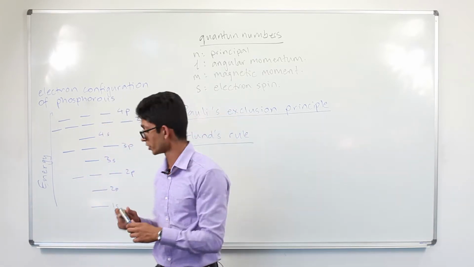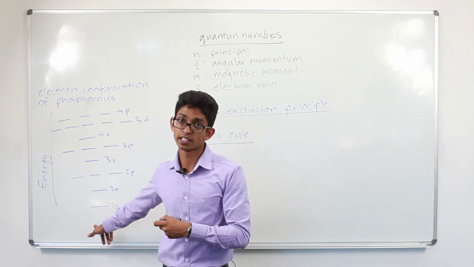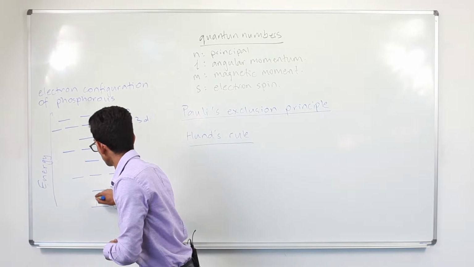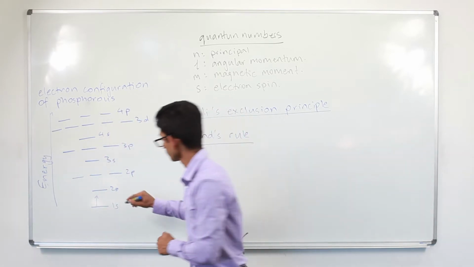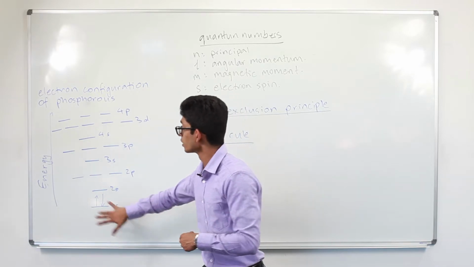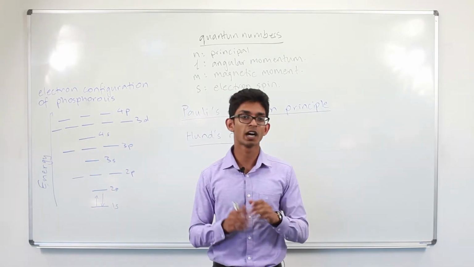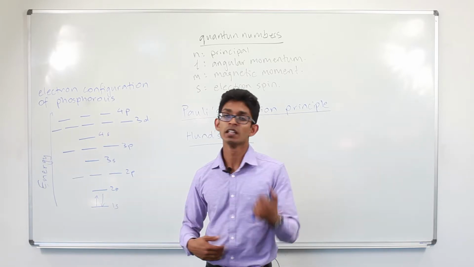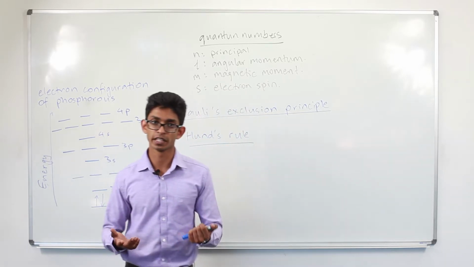So if we have 2 electrons in our 1s subshell, they have to have opposite spins, often denoted by that for spin up and that for spin down. So 2 electrons in the same atom can't have the same 4 quantum numbers. So if they're in the same subshell, they need to have opposite spins, is how you can think of it.